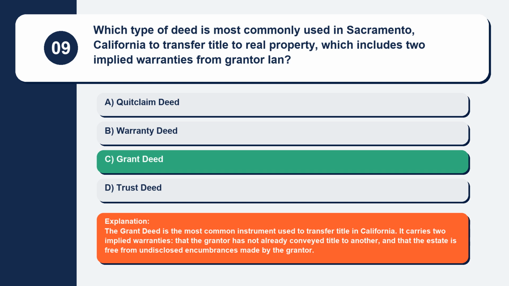Explanation: the grant deed is the most common instrument used to transfer title in California. It carries 2 implied warranties: that the grantor has not already conveyed title to another, and that the estate is free from undisclosed encumbrances made by the grantor.